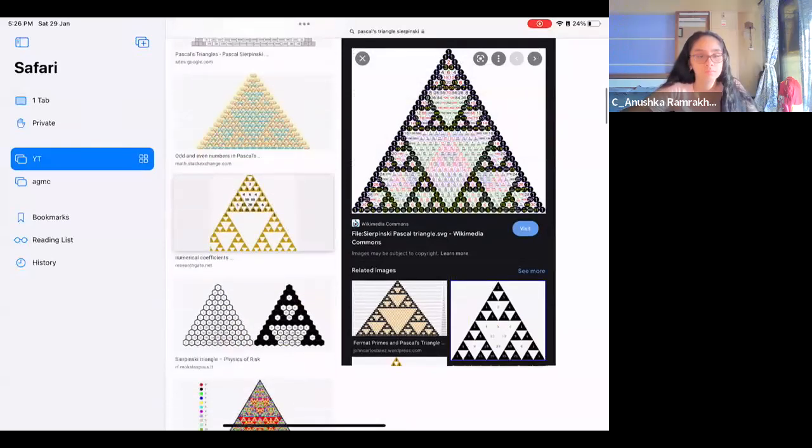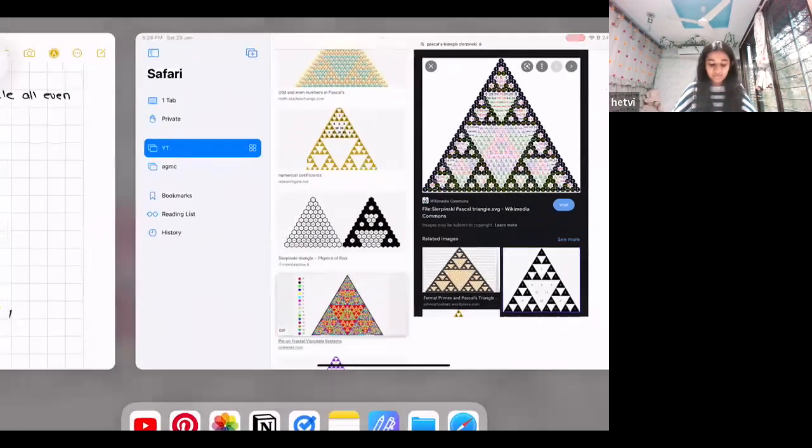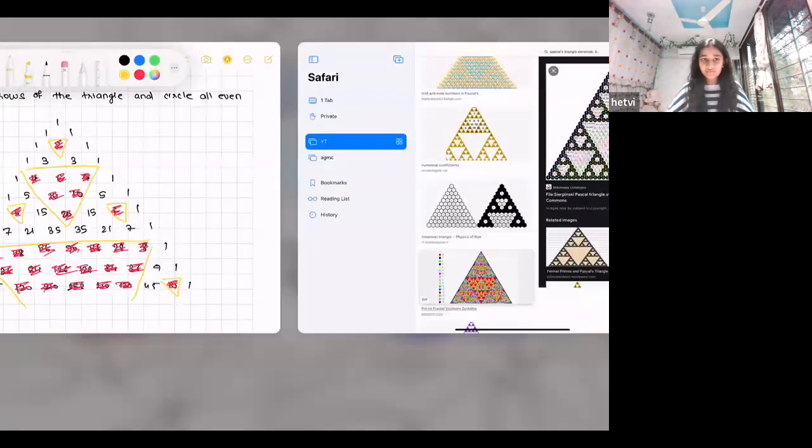Yeah, this is all the same. So that is the activity about Pascal's triangle.